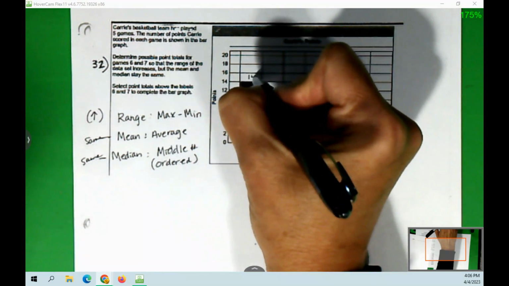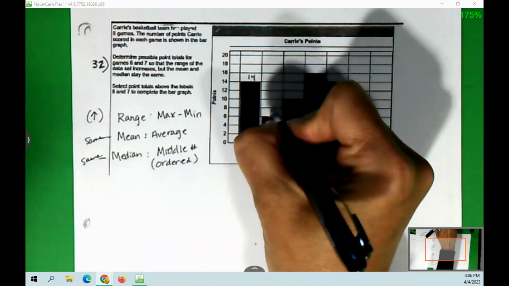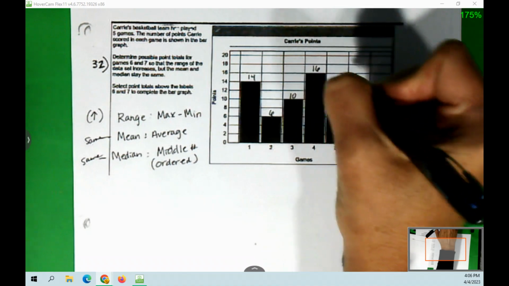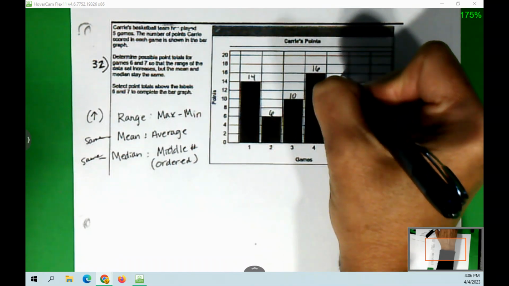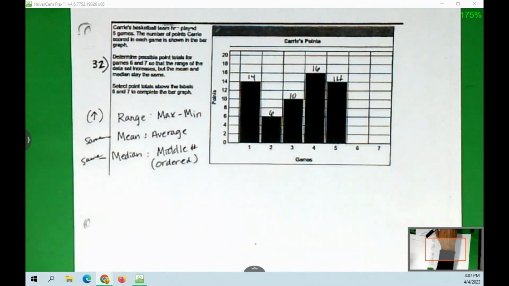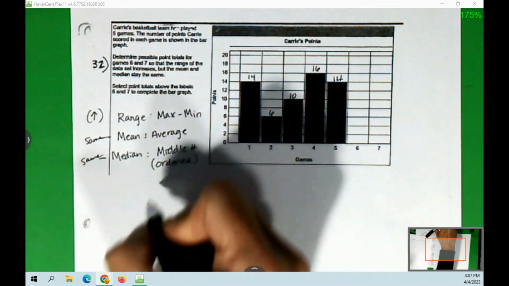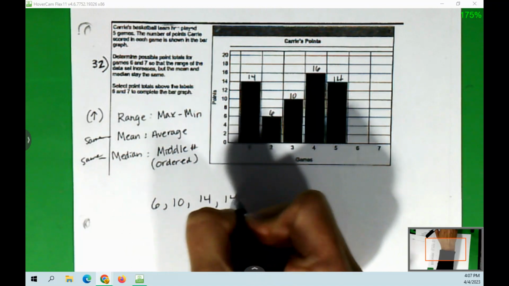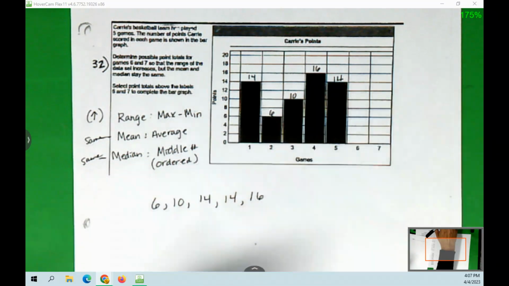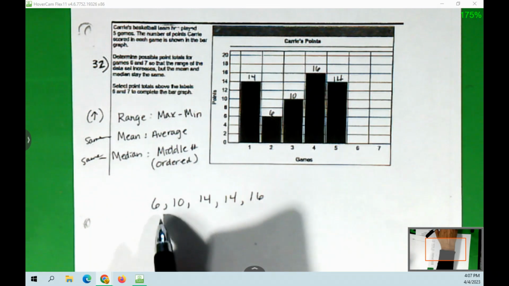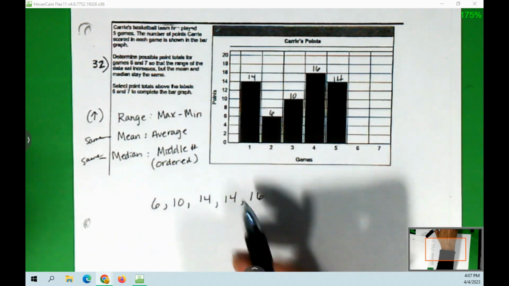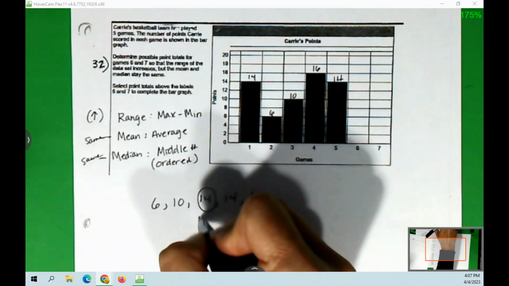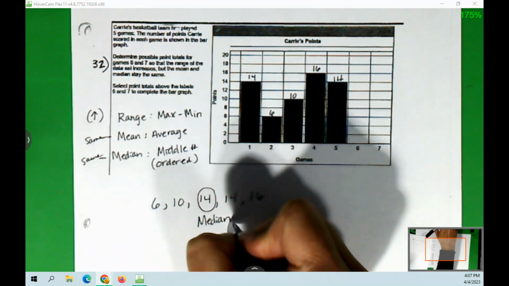So looking at our bar graph, we've got to look at our numbers here. We have 14. This bar goes up to 6, 10, 16, and 14. So those are our numbers, and let's go ahead and put them in order. We have 6, 10, 14, 14, 16. And our median is the middle number here because we have an odd set of numbers. If you had 2 middle numbers, then you would average them to get your median. So we still want the median to be 14.